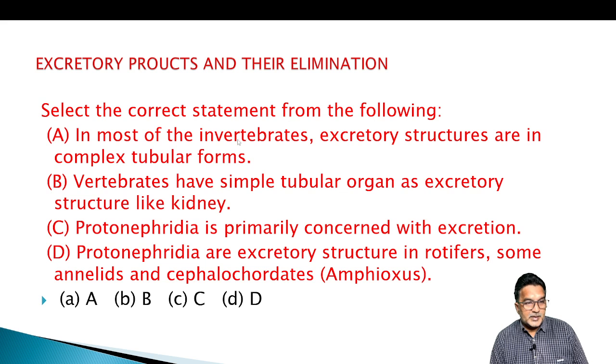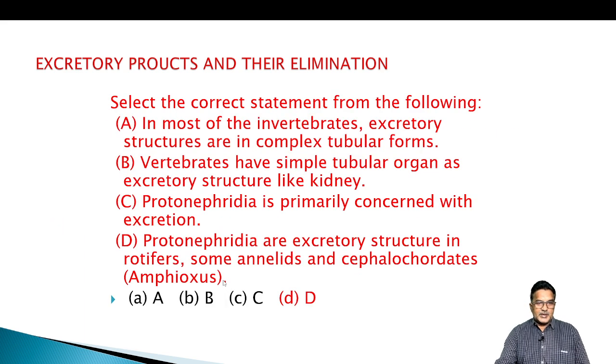Select the correct statement. In most invertebrates, excretory structures are in simple tubular forms. Vertebrates have complex tubular organ as an excretory structure like kidney. Protonephridia are primarily concerned with osmoregulation. Protonephridia are excretory structures in rotifer, some annelid and cephalochordate like Amphioxus. Yes, that is going to be the correct option D.